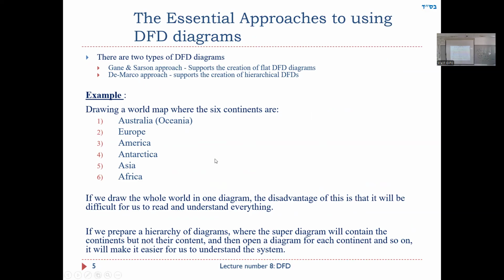So drawing a world map where there are 6 continents, for example, Australia, Europe, America, Antarctica, Asia, Africa. If we draw the whole world in one diagram, no, that's it. I thought there's 7, North America.